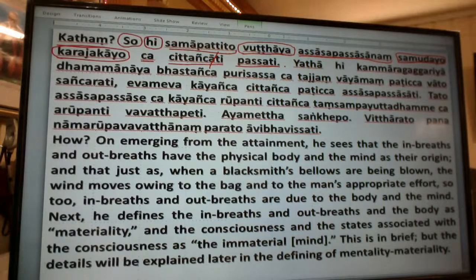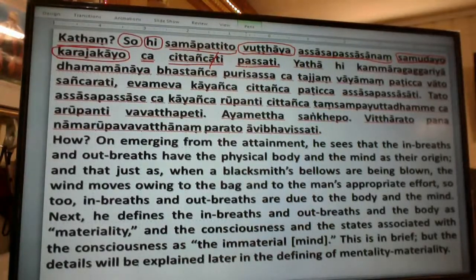Chitta is nama, Karajakaya, the physical body, is rupa. So the insight meditation, Vipassana meditation object is only nama and rupa. That's why that meditator watches like this, not only just asasapasasa. Asasapasasa's main core is Karajakaya, the physical body. This is materiality, rupa. Chitta is nama. So nama and rupa, watching with sati like this.